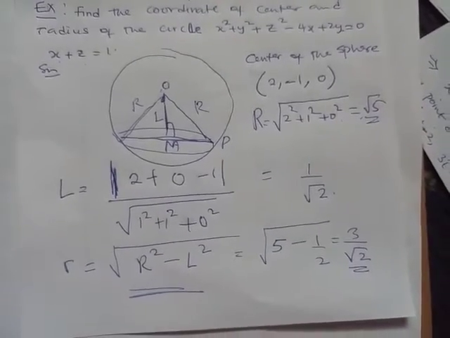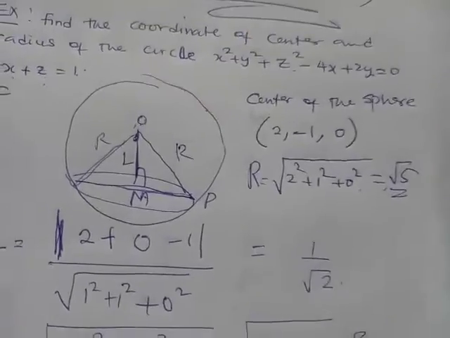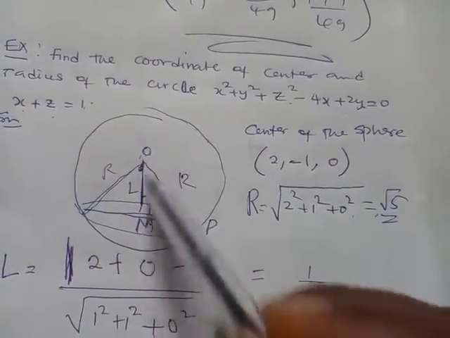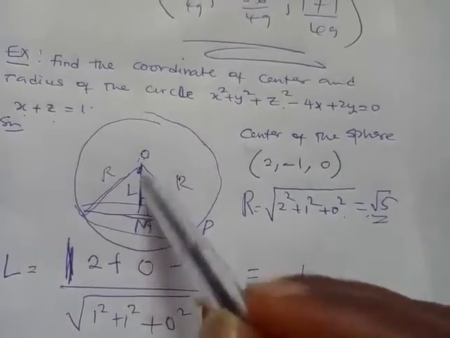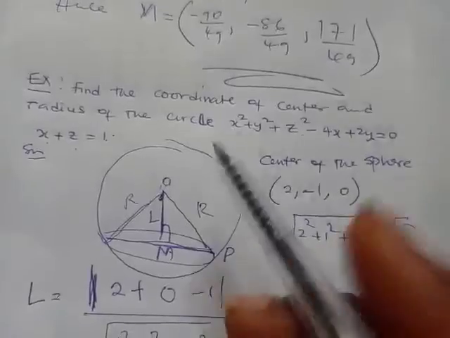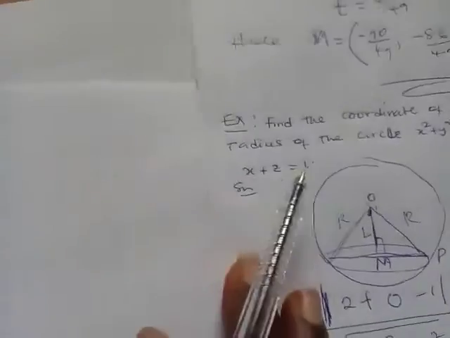So let us now move to the center of the circle. As I said in the last example, before we can find the center of the circle, we need to know the length of this line. We need to know it, and the equation of this OM. If you know it, it will help us out. So how do we now find the equation of the OM?